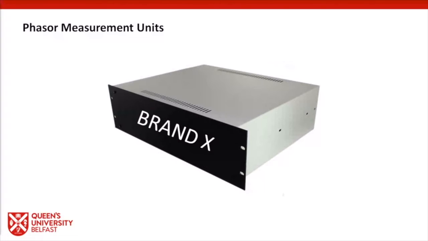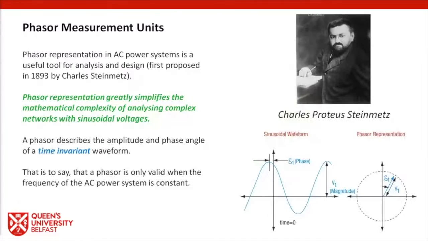So a typical transmission system phasor measurement unit is a big 19-inch rack box which bolts into a panel in a substation. What does it do? So phasor measurement units represent AC waveforms. They turn AC waveforms into phasors.